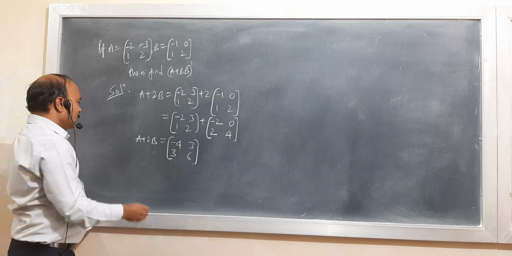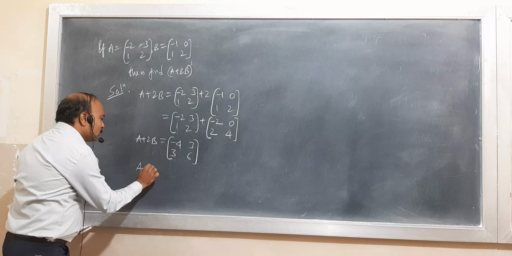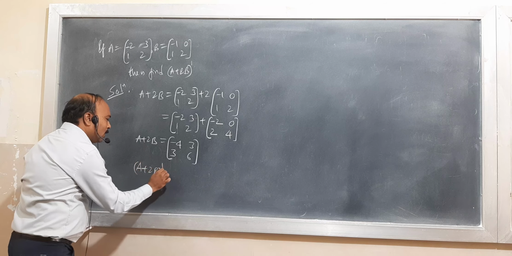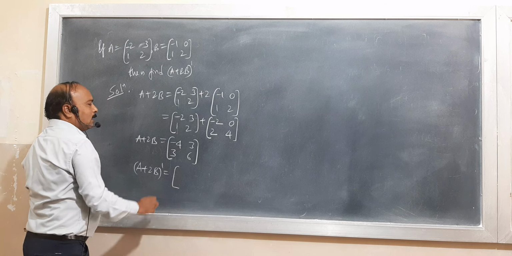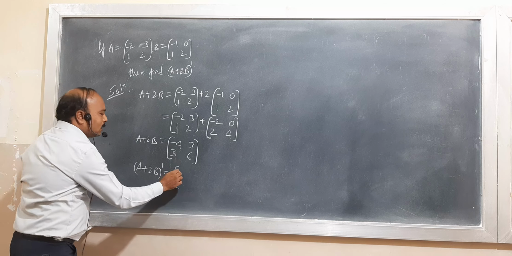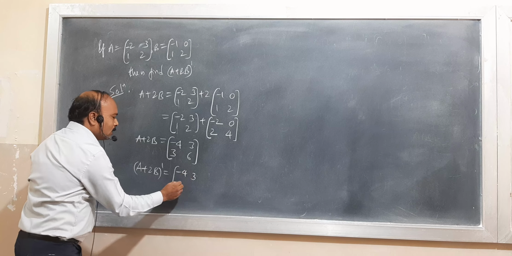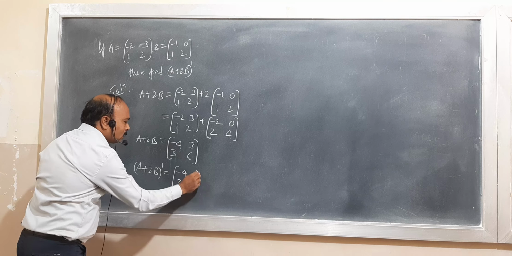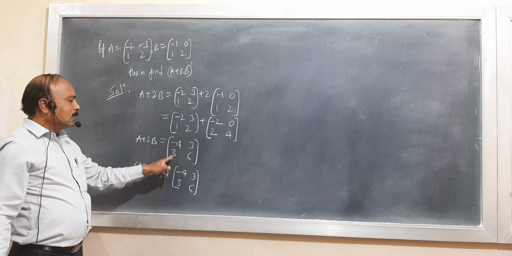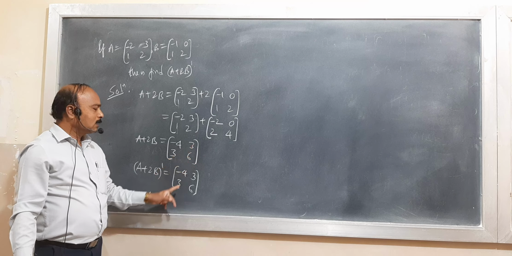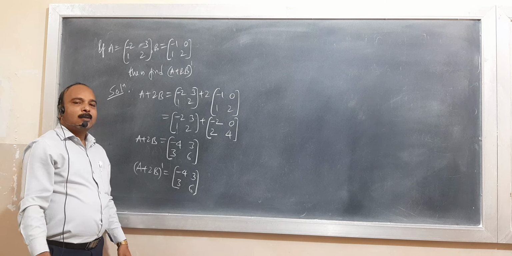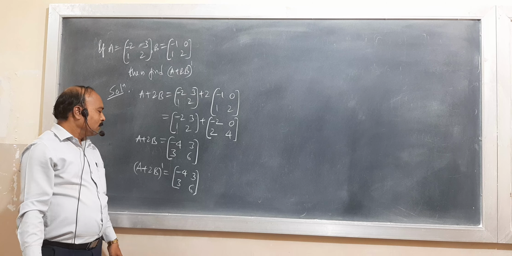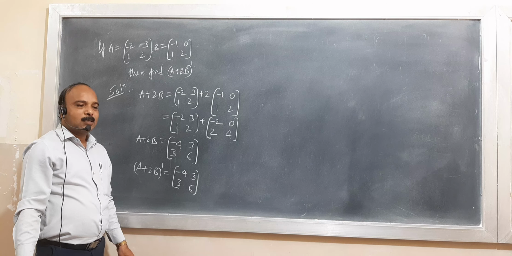Now it is asked (A + 2B)'. (A + 2B)' is equal to the change of rows and columns of this matrix, that is [-4, 3, 3, 6]. -4, 3 is the first row, 3, 6 is the second. The second column changes to the second row. It is the value of (A + 2B)'.